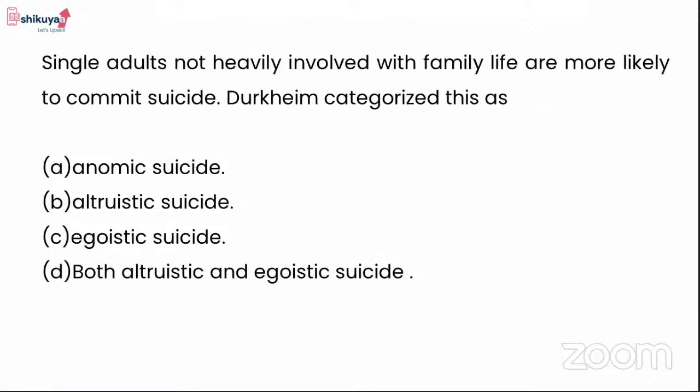Okay, now come on. This is your first question. Single adults not heavily involved with family life are more likely to commit suicide. Durkheim categorized this as. They have asked you the type. If this is the case, which type of suicide is this? Anomic suicide, altruistic suicide, egoistic suicide, both altruistic and egoistic suicide. What do you say? Come on, this one is a simple one. I think you can quickly guess if you have read the second passage.